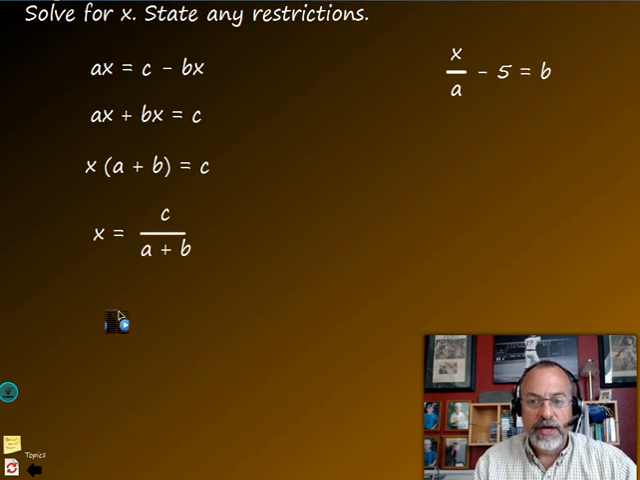Okay, so then I can go ahead and divide. So this is my final answer because now x is by itself. Okay, so I've solved for x. Now I need to state restrictions.